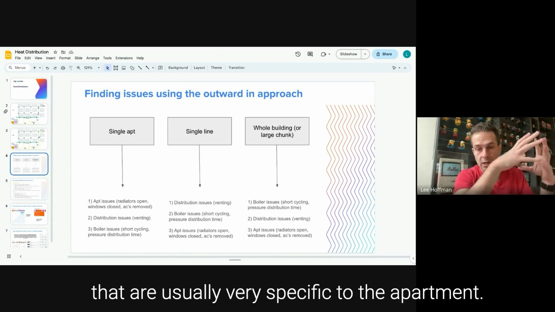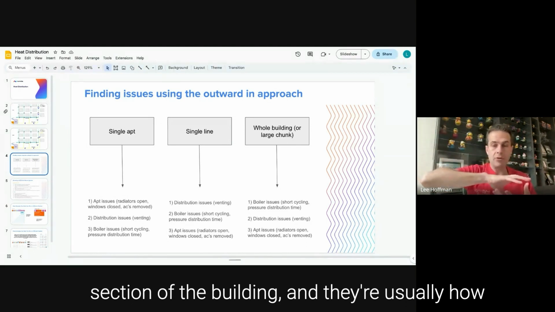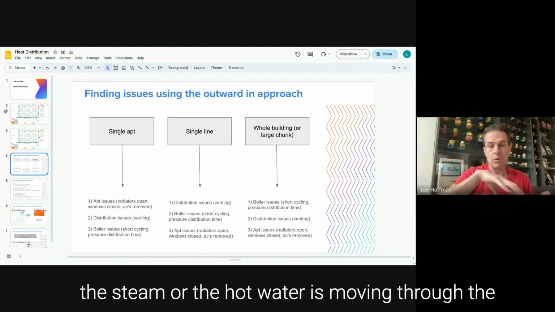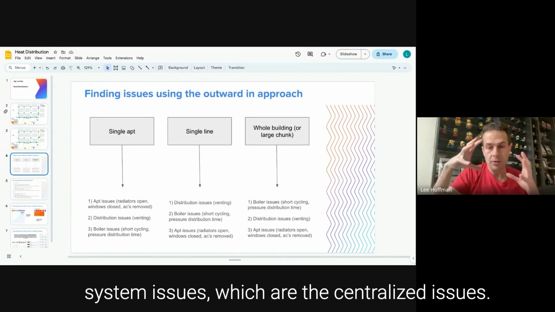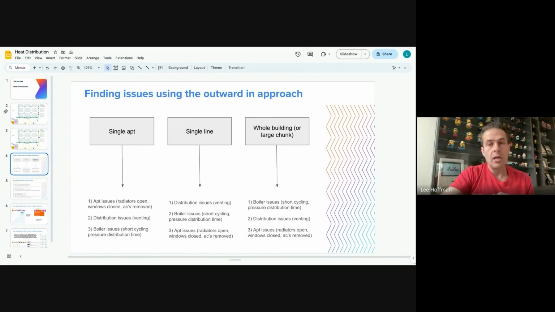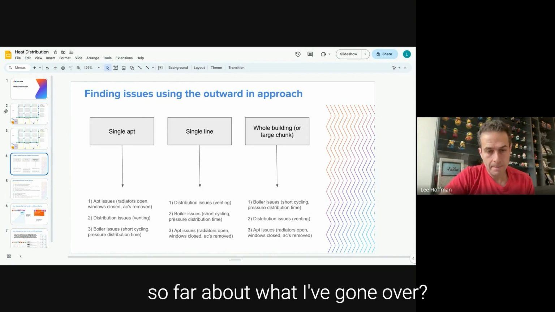Apartment issues are usually very specific to the apartment. Distribution issues are usually very specific to a section of the building, and they're usually about how the steam or the hot water is moving through the building. And then there are boiler issues or heating system issues, which are the centralized issues. So does anybody have any questions so far about what I've gone over?